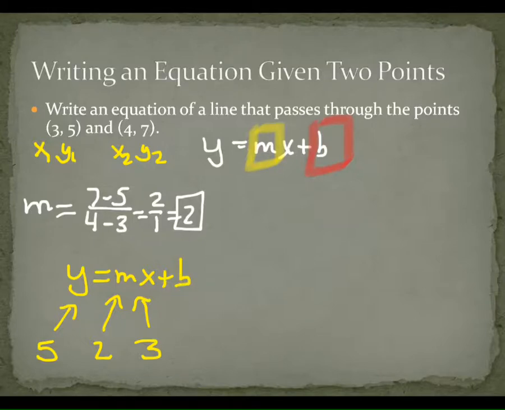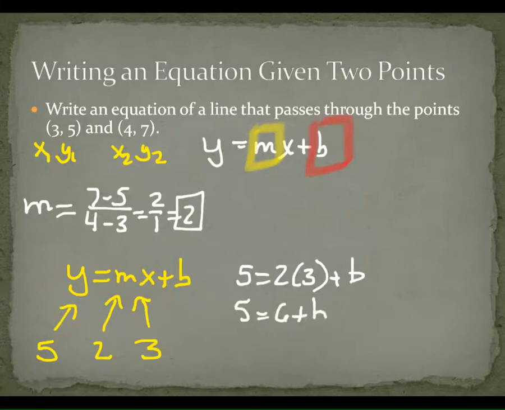So let's do that. I have 5 equals 2 times 3 plus b. I plugged in the y, the m, and the x. I need to solve this equation for b. Now it's just solving an algebra problem. 2 times 3 is 6. I need to move that 6 to the other side so that I can get b by itself. It's a positive 6, so I'll subtract it. I'm left with b equals negative 1 because 5 minus 6 is negative 1.